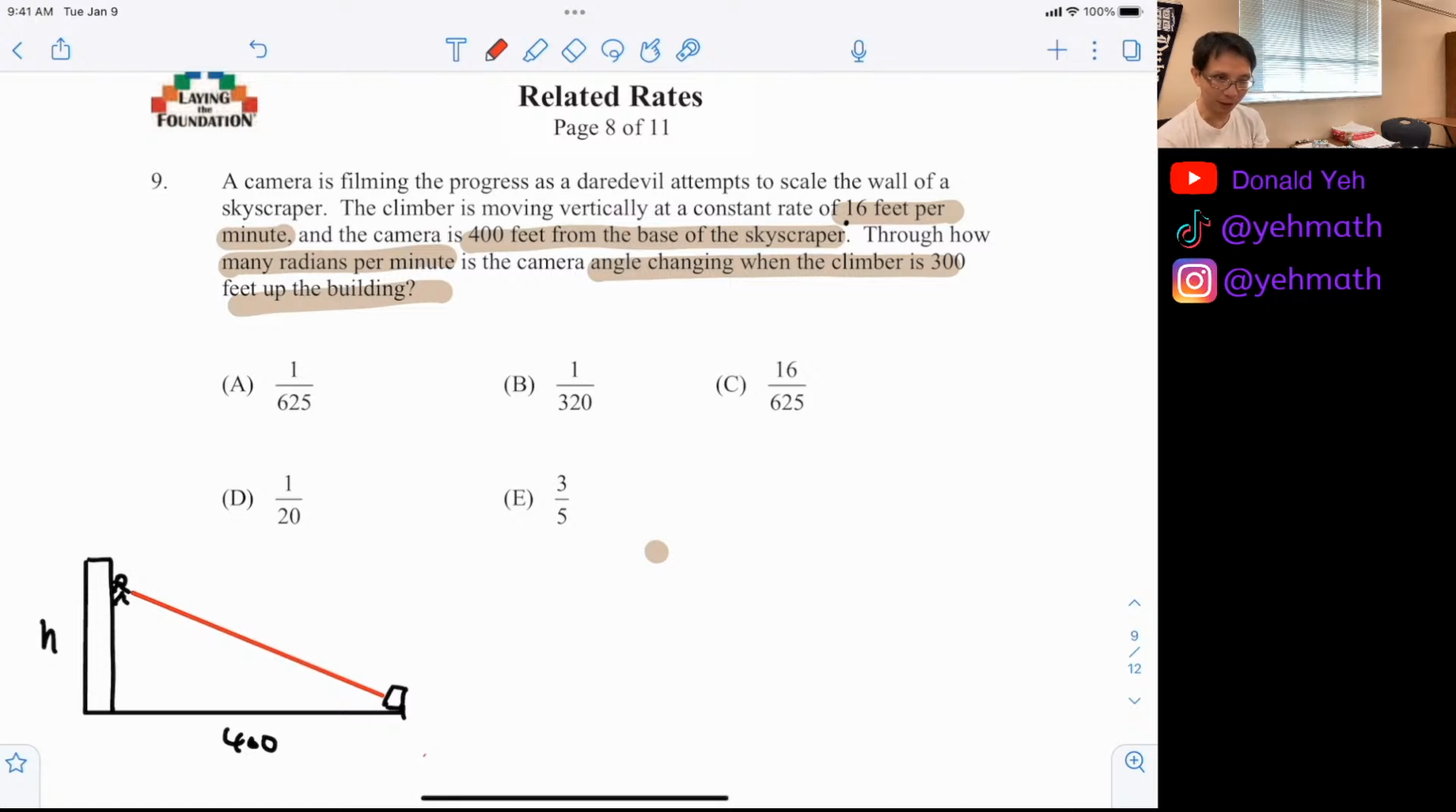Now, obviously, we need to interpret the things that they give to you. They say the camera is 400 feet from the base. So we got this part done. 16 feet per second, that will be dh/dt if I assign it as that. So it's positive. This man climbs fast.